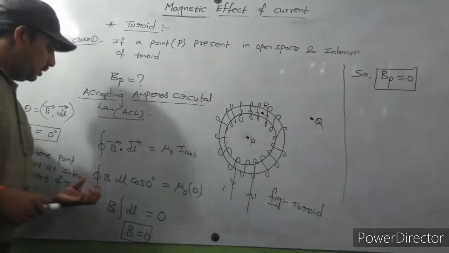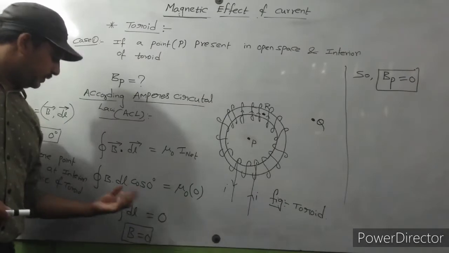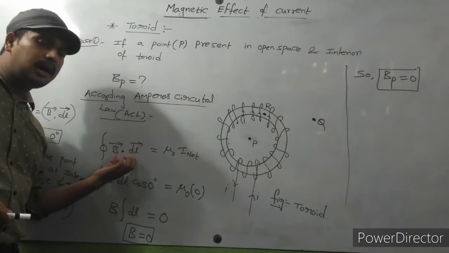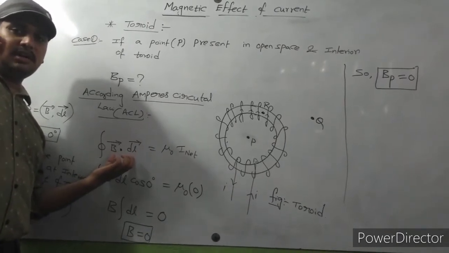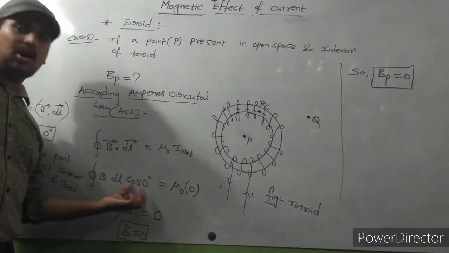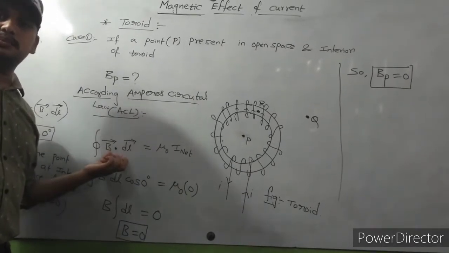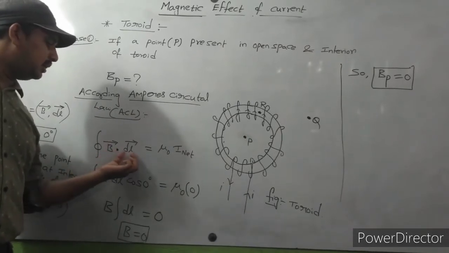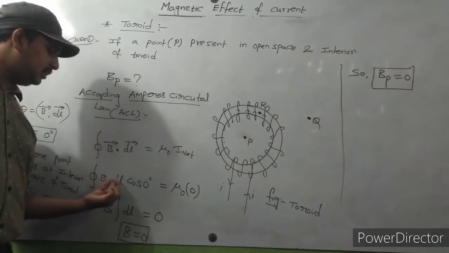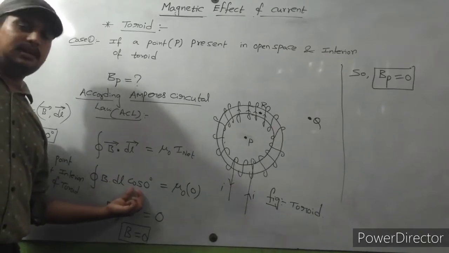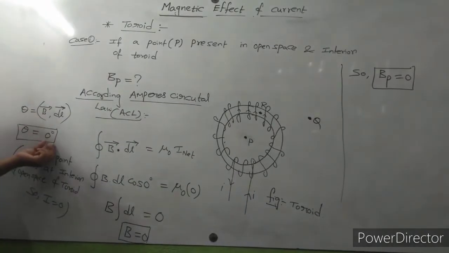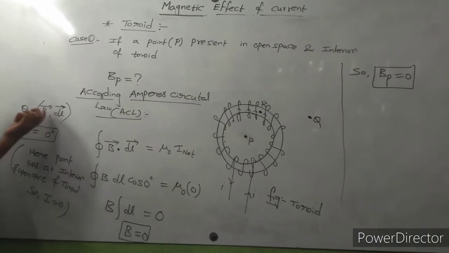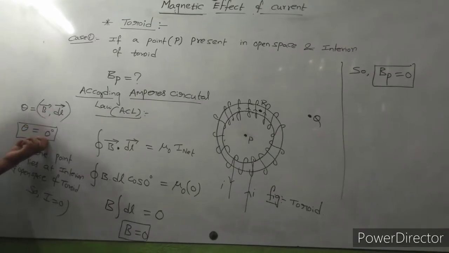Well, here observe the equation carefully. Line integration of B into dl. Here B bar dot dl bar is there. You know already, whenever dot product is there, we will get cos theta. Whenever cross product is there, we will get sin theta. This is a dot product. Definitely B bar dot dl bar we can write as B into dl into cos theta. Here theta is equal to 0 degrees.